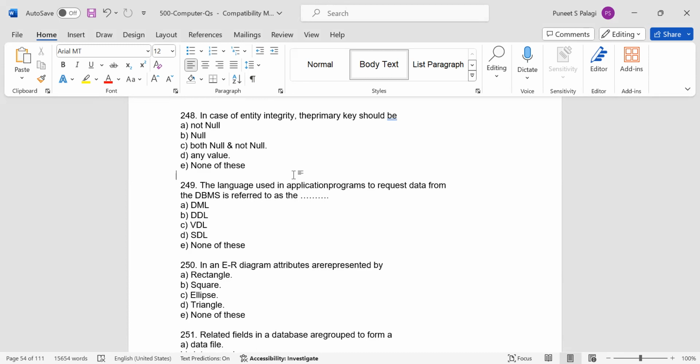In case of entity integrity, the primary key should be not null.